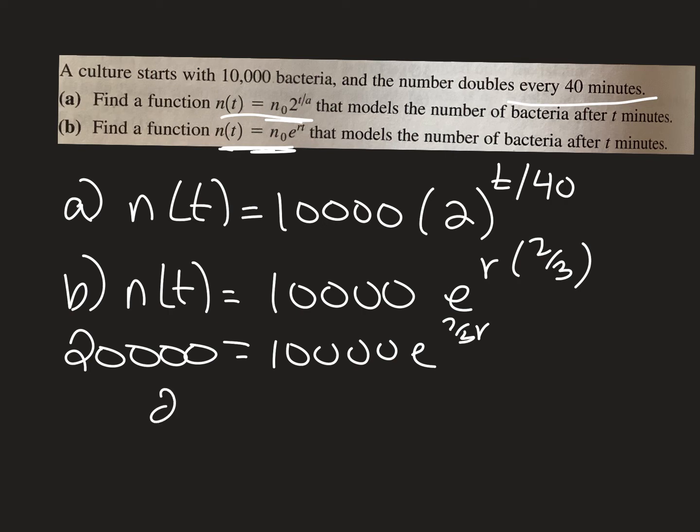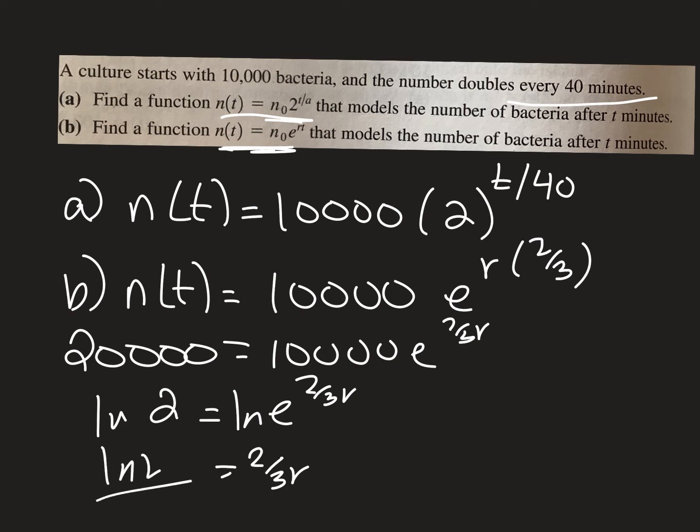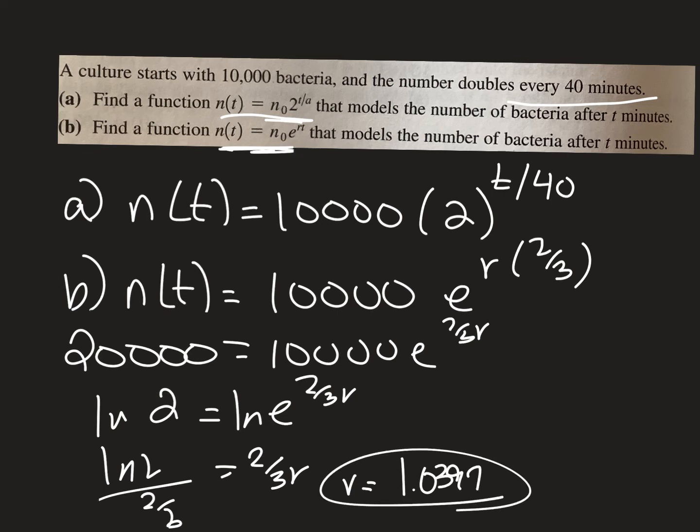Divide both sides by 10,000. That's 2 equals e to the 2/3 r. Remember, I'm just trying to find r here. So natural log both sides gives me 2/3 r equals natural log 2. So I'm basically going to do natural log 2 divided by 2/3 to find my r. I'm going to punch that in real quick, and I get 1.0397. Now that's my r. That's not an answer. I'm trying to find my model.